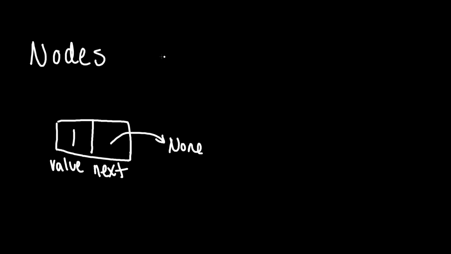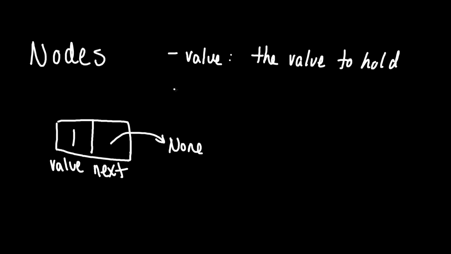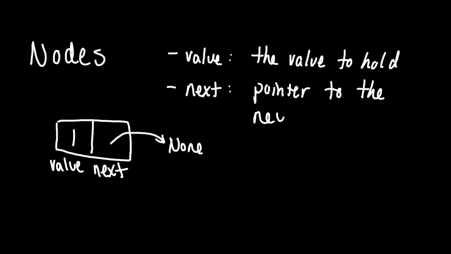But yeah, so let me just describe these a little bit for you. So value, again, is just the value to hold. And next is just the pointer to the next node.